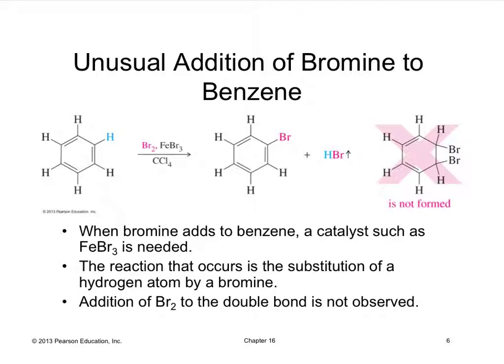So benzene can react with diatomic bromine in the presence of a catalyst, FeBr3. This is chloroform, which is just a solvent, and when it's reacted with this, you have a substitution of the hydrogen with the bromine, also resulting in HBr as a gas. Interestingly, the Br2 doesn't add across the double bond as shown here; rather, you just have a substitution.